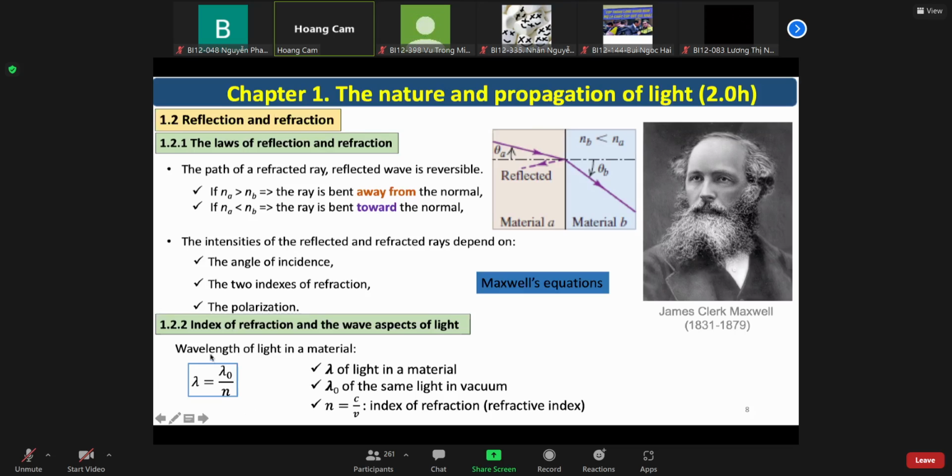And we got the term of the wavelength. So I also want to revise with you about the concept of wavelength. So who remembers what is wavelength? So what is wavelength of a wave?